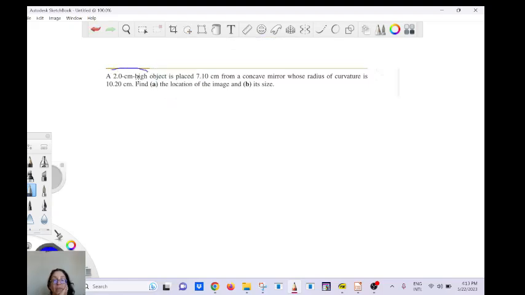So, a 2 centimeter high object. I'm going to call that h_o. That's your object. It is placed in front of a concave mirror, so I know it's going to behave like a converging lens. The radius of curvature is 10.2 centimeters. So they want to find d_i, given d_o, the object distance, and the size. This is the radius, which means that the focal length is positive because it's concave, and it's going to be half of that, so 5.1 centimeters.